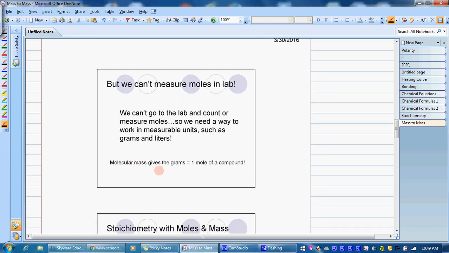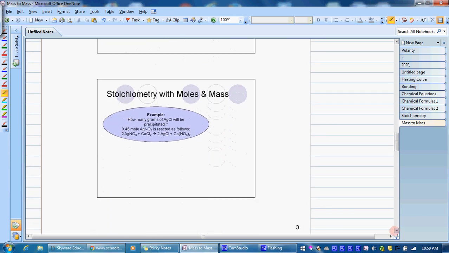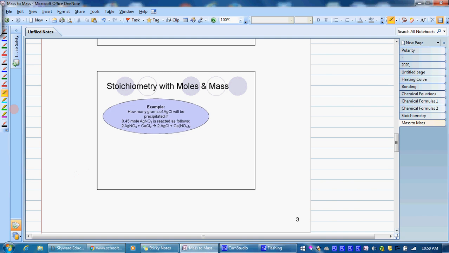Okay, so the problem is when we go to lab, we can't measure our baking soda in moles. We're not going to sit there with a microscope and try to look at every little teeny molecule. That would be ridiculous. So what we have to do is go back and think about our molecular mass is equal to 1 mole. That's easy to do because we just look at the periodic table and look up our mass. So let's look at a problem that deals with that.